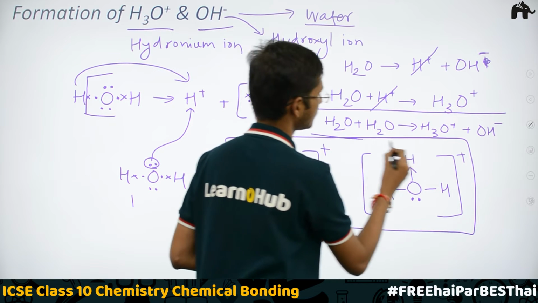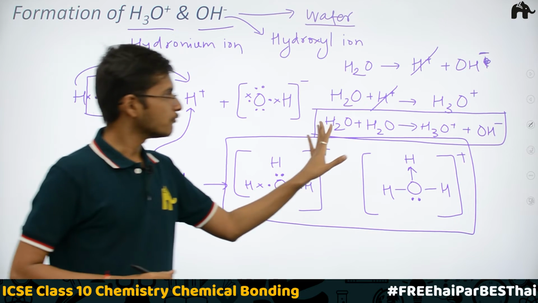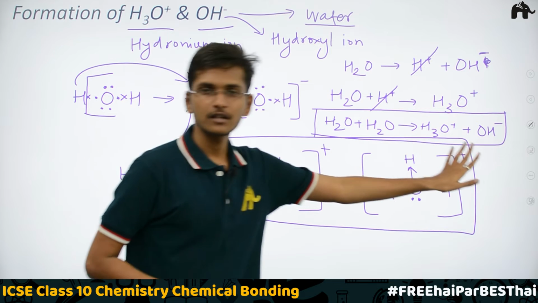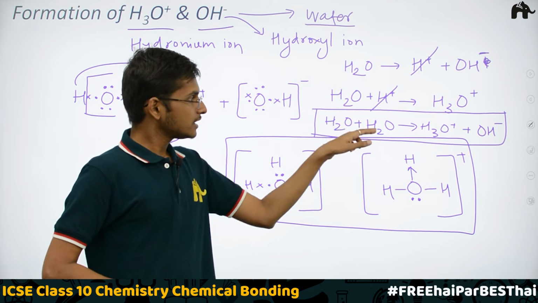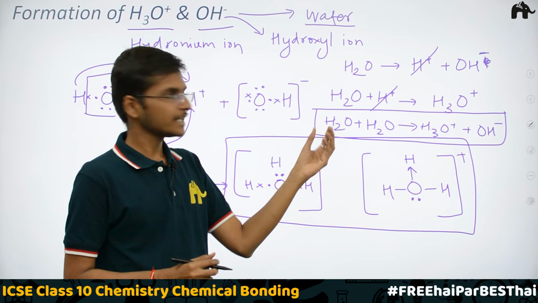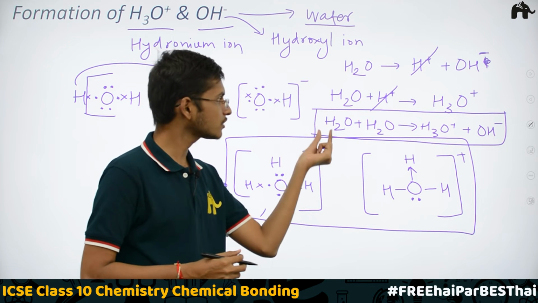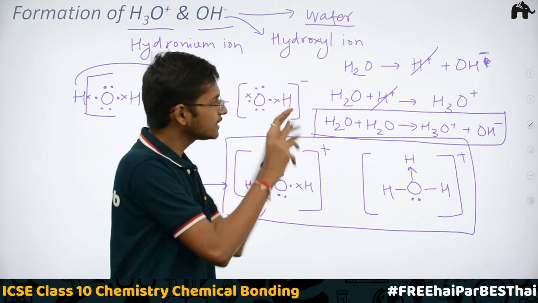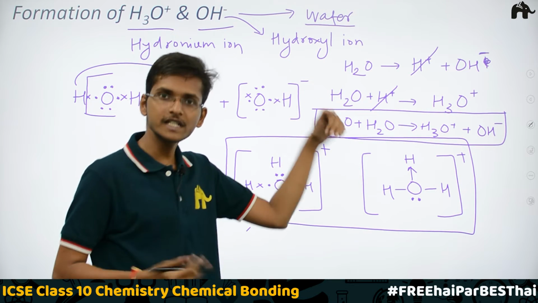Now you can see a magic here. A water molecule is getting ionized, it is getting converted into ions in the presence of another water molecule. It's a kind of self ionization. This water molecule is getting ionized in the presence of another water molecule. So that's why we say this is the self ionization of water. Water gets ionized in the presence of itself only.